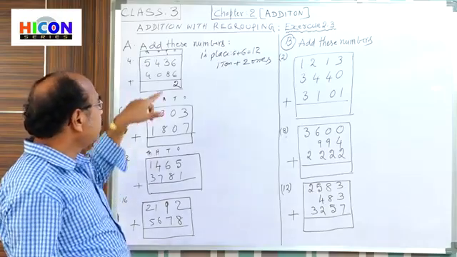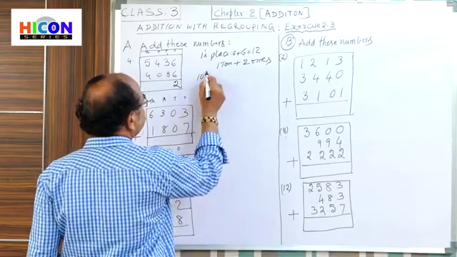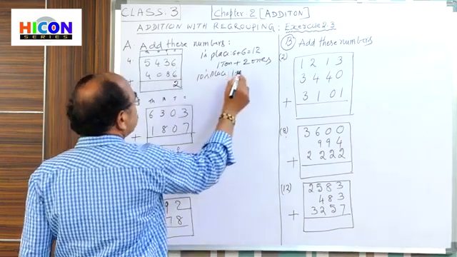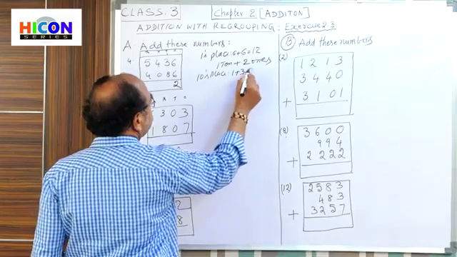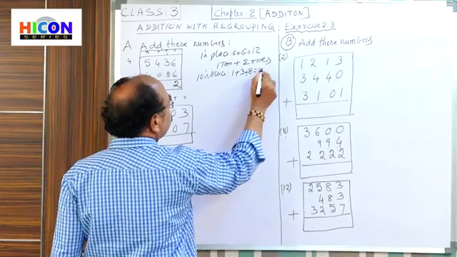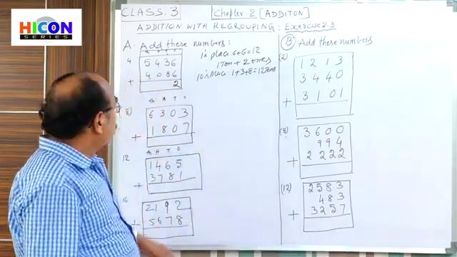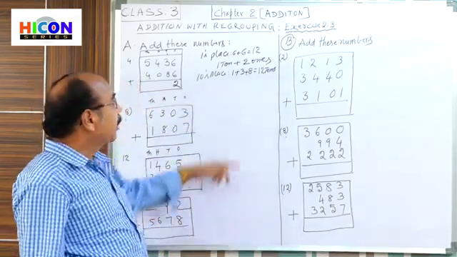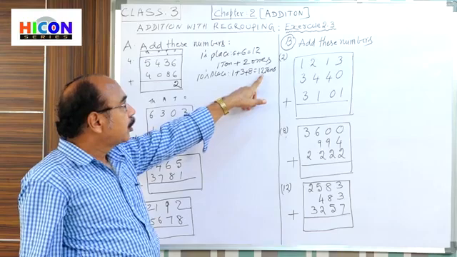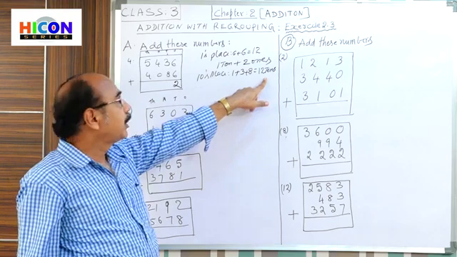Now add the digits in the tens place. So 1 carried 10, plus 3 tens plus 8 tens. Total how much here? 8 plus 3, 11. 11 plus 1, 12. 12 tens. 12 tens are there. Here, regrouping. We write a regrouping. That means 10 plus 2, 12.